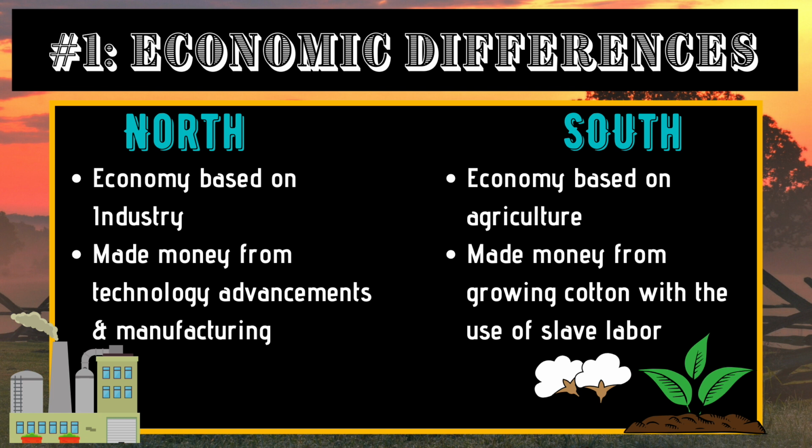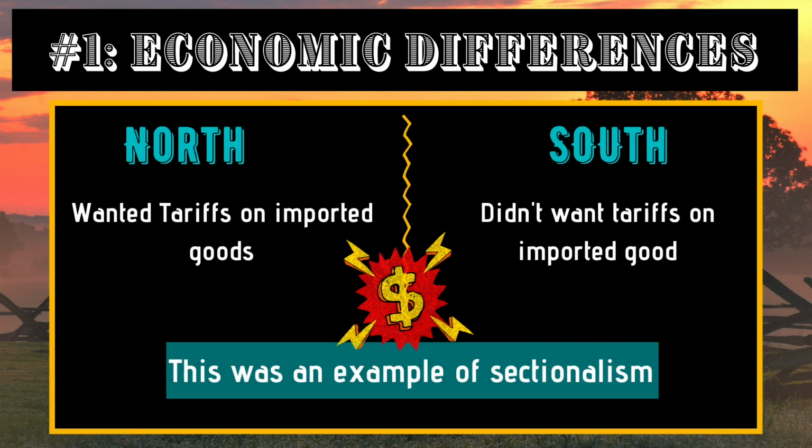We touched on this in part 1 of this series, but let's just go ahead and review. So the Northern region had an economy that was based on industry. That means that they made their money from different technology advancements and from manufacturing. In the South, the economy was based on agriculture. That means that they primarily made their money from growing cotton. Cotton had made the South a one-crop economy, and they used slave labor to be able to enhance their economy.